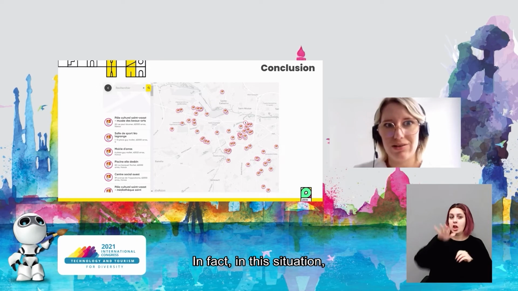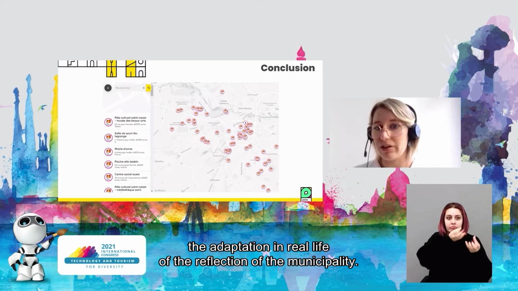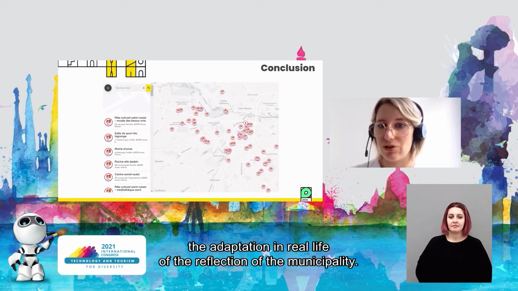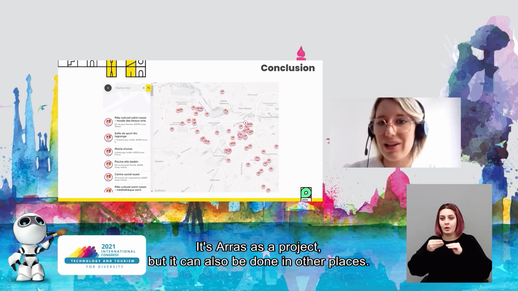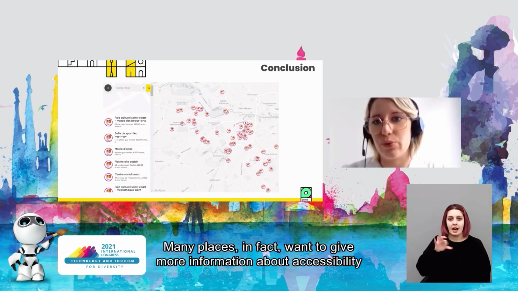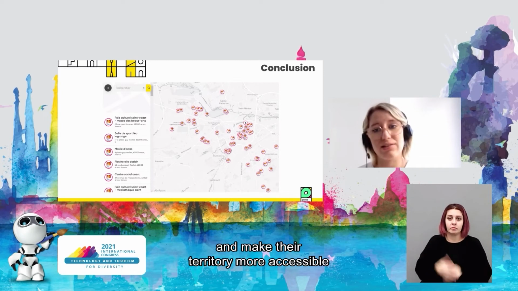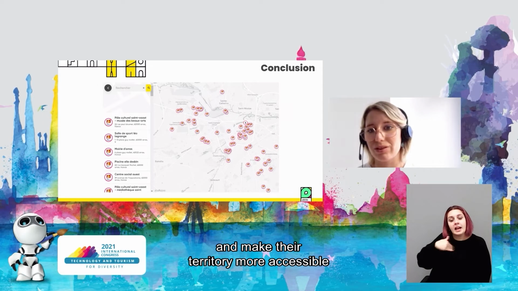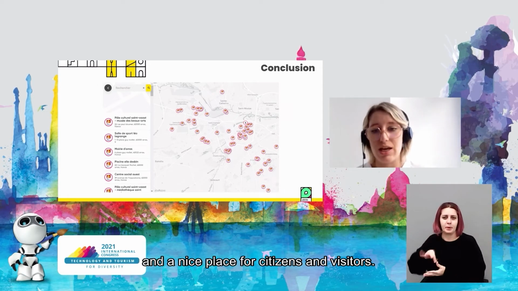In this situation, we can think that Pick2Access is the implementation, the adaptation, in real life of the reflection of the municipality. It's really important that we are the declination of it. It's on the Arras project, but it's also what we can do in many places where they want to give more information about accessibility and make that territory more accessible and a nice place to live for their citizens and visitors.